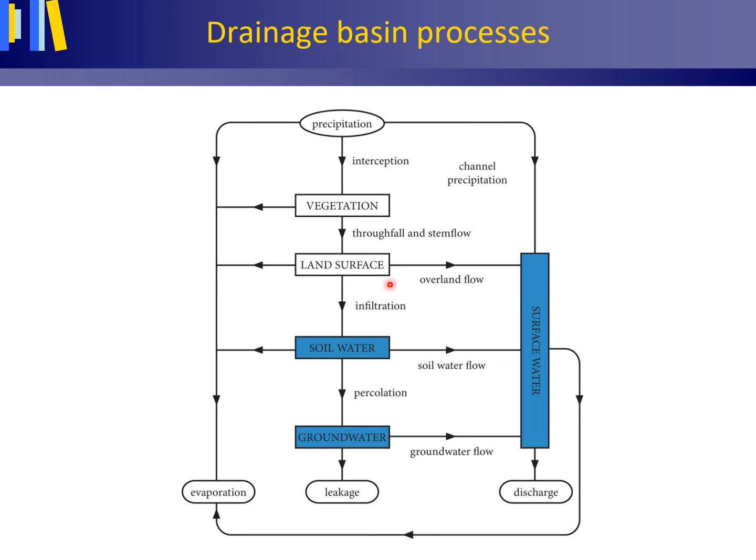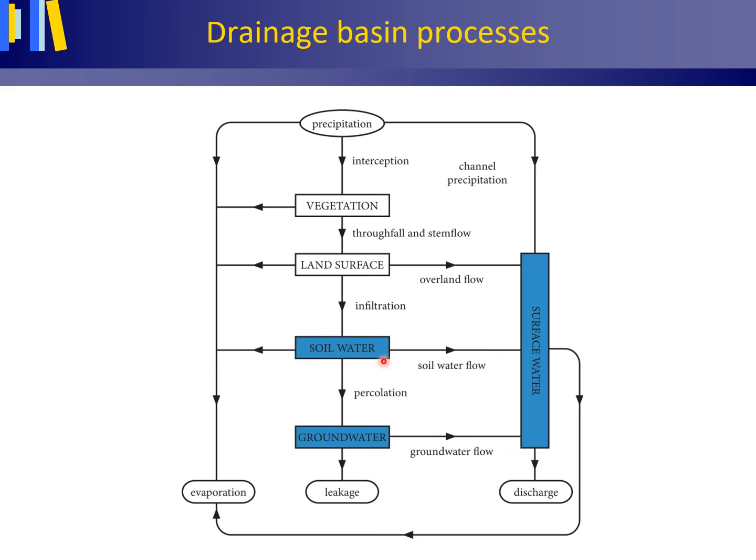It collects at the land surface. Het verzamelt zich aan het landschapsoppervlak, a process we call surface detention or depression storage, oppervlakteberging, en van daaruit kan het weer verdampen. From there it can evaporate, but it can also flow over the land, overland flow towards your stream. From the storage at the land surface, it can infiltrate into the subsurface, into your unsaturated zone, your soil water zone, a process called infiltration.